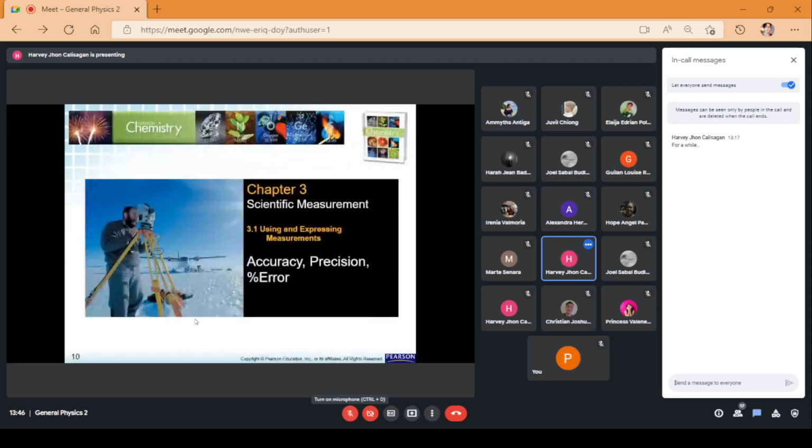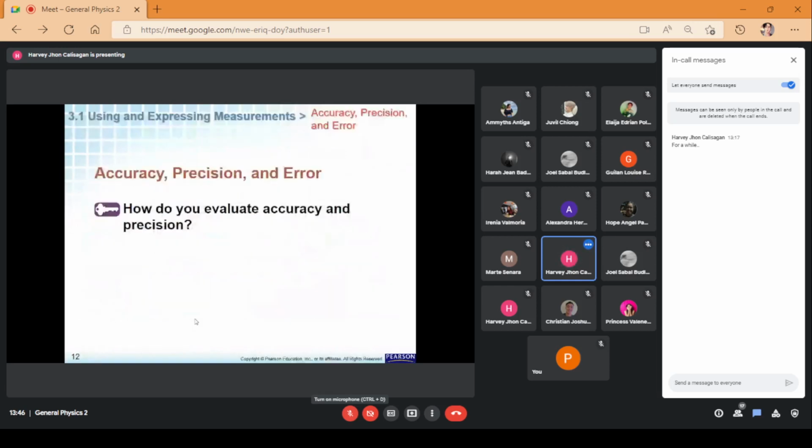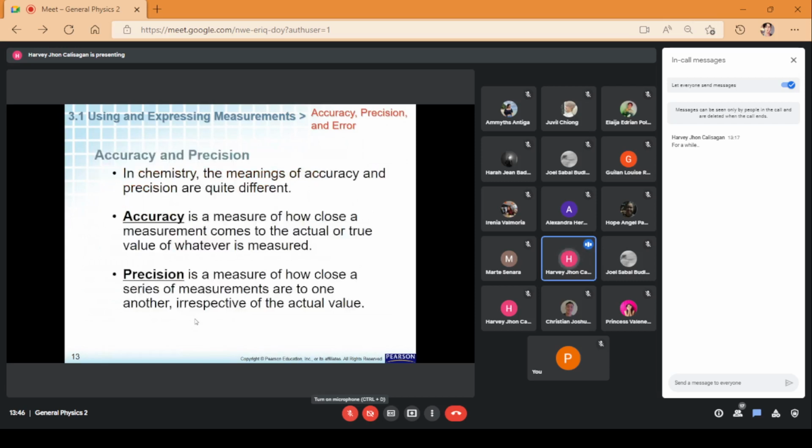Okay. I was requested to involve a little about chemistry, since we're talking about accuracy, precision, and percentage error. So how do you evaluate accuracy and precision? I think you are well aware of the difference between accuracy and precision. Accuracy is a measure of how close a measurement comes to the actual or true value of whatever is measured. And precision is a measure of how close a series of measurements are to one another, irrespective of the actual value. The actual value we're talking about here is the value we need to make our study more proven, not just theoretically made.